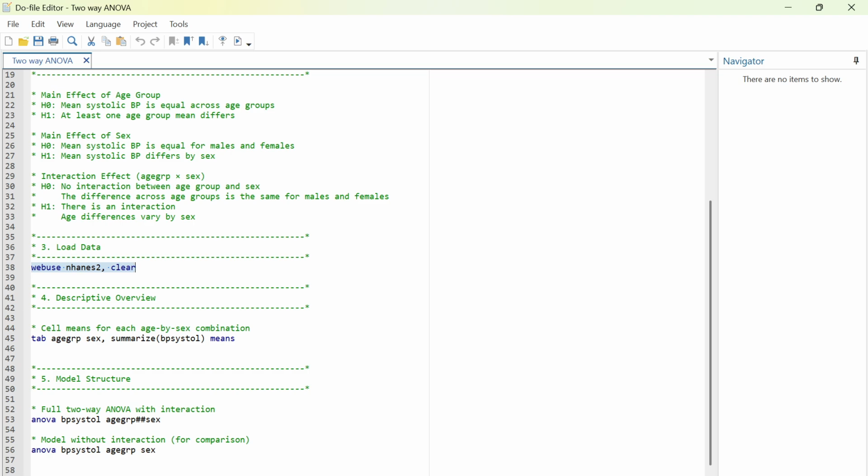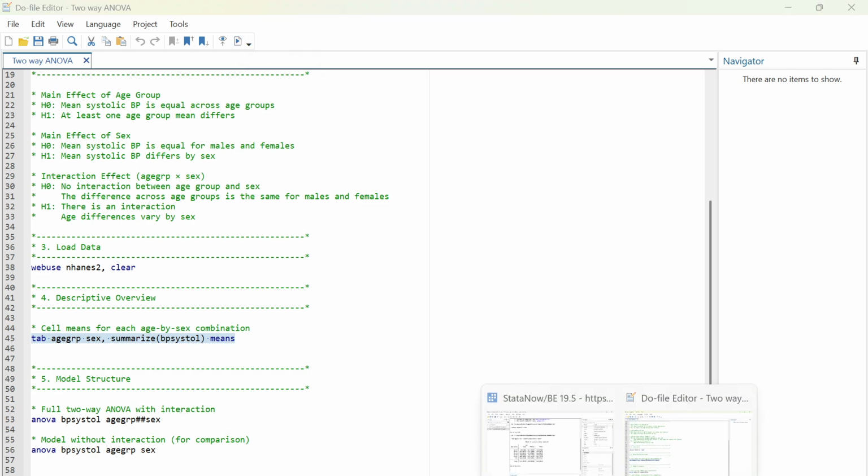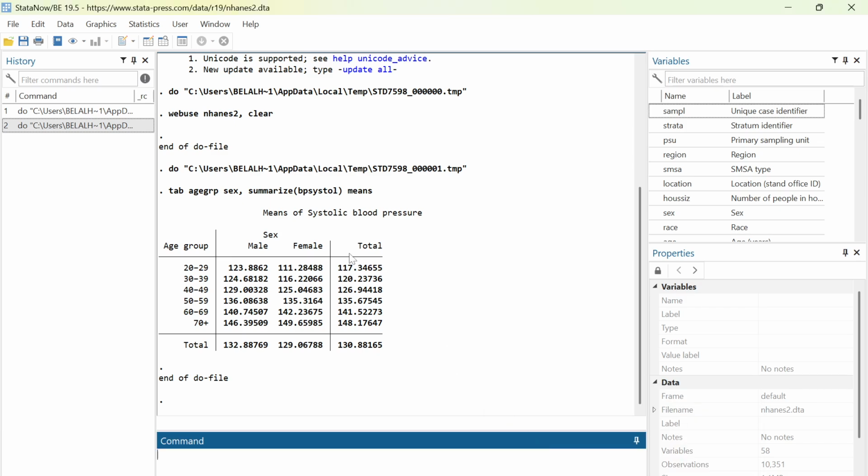The code is tab. So we tabulate age group and then sex, comma, summarize BP systole. So we are summarizing systolic blood pressure, and you add means, and we see this over age group and sex. So select this and execute the selection. And let's see what we can see in this table.